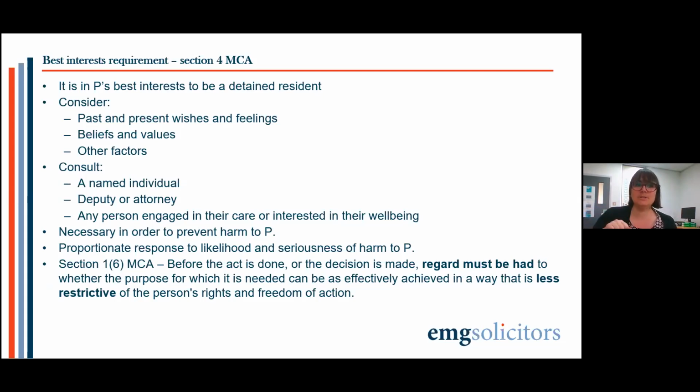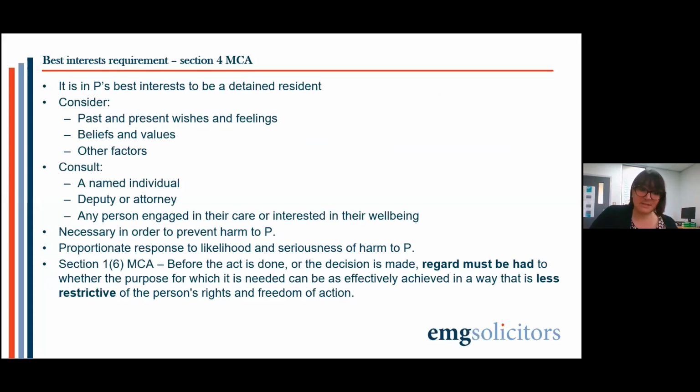And in order to consider this, you've got to think about what their wishes and feelings were in the past, what their wishes and feelings are now. And that's not just in terms of things they say, it's in terms of the way they behave as well. Their beliefs and values, and any other factors that they might consider if they had capacity. That can be things like safety, it can be things like finances, it can be things like wanting to spend time with family members, it can be location, all kinds of things. It's a very catch-all term.